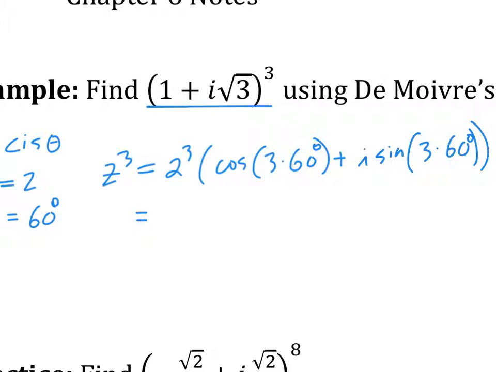Okay, so Murphy, you're a little confused. Yes. This is a complex number cubed. Okay, so this is going to be 2 cubed, which is 8. Cosine of 3 times 60. 3 times 60 is 180. So cosine of 180 is -1. Okay, plus i sine of 180. Sine of 180 is 0. So this is -8.